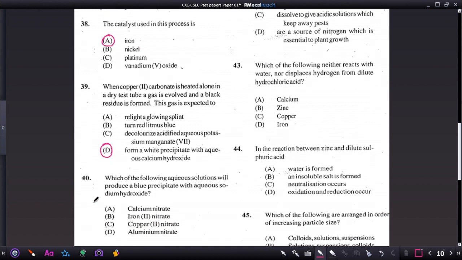40. Which of the following aqueous solutions will produce a blue precipitate with aqueous sodium hydroxide? Back to qualitative analysis, where we add sodium hydroxide and a blue precipitate forms, and that was an indication that copper is present. So it would be copper nitrate.